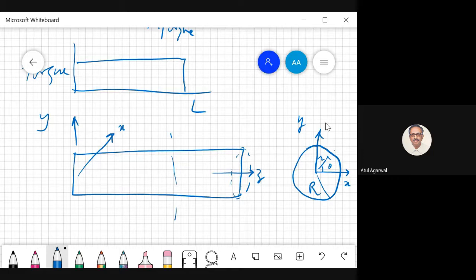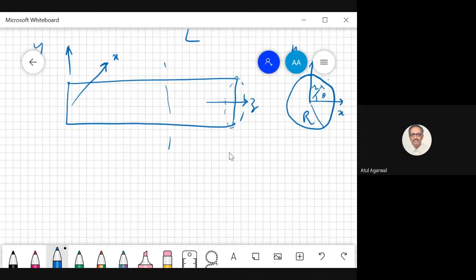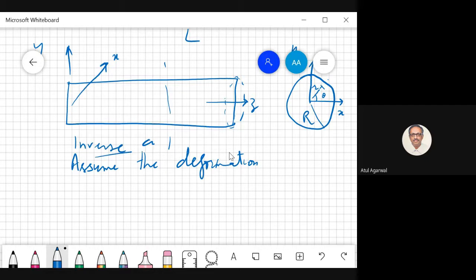Now what is assumed is, first we assume the kind of deformation it has. If you want to find the stresses, you have to assume the deformation. So this is known as the inverse approach. In the case of the uniaxial problem, I had found stresses first and then the deformation. Here I first assume the deformation. Okay.